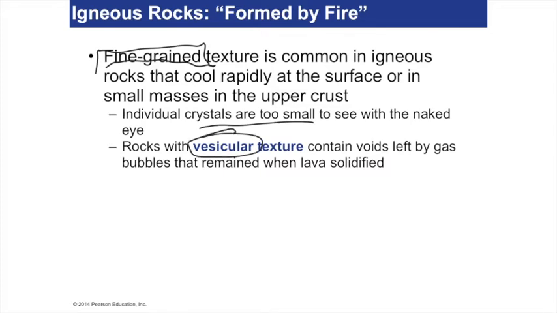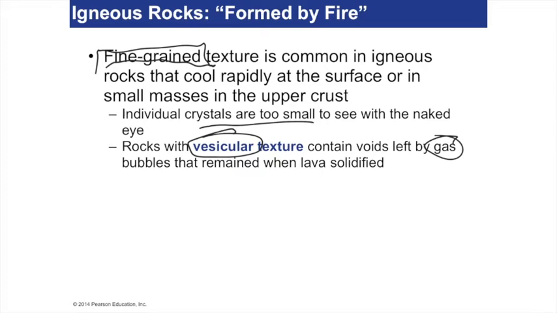Then if you have vesicular texture, remember a vesicle is like an air bubble, so it looks like bread on the inside. If you have a vesicular texture, it means that there were gas bubbles inside the magma or inside the lava, and then when they cooled off, there wasn't enough time for the gas to actually percolate out of the rock. It stayed in the rock and basically made a void.